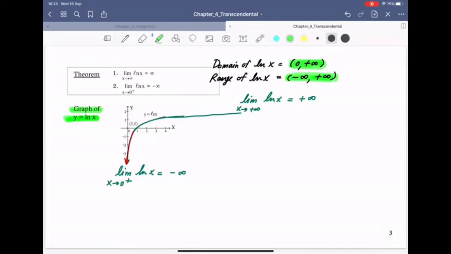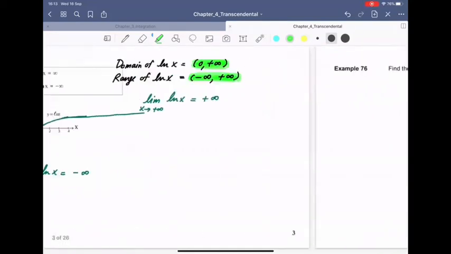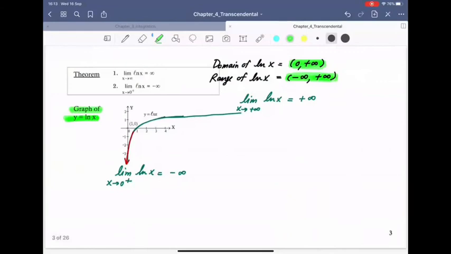All right, so we're going to learn how to differentiate and integrate functions related to logarithm next week. I think we're going to start example 76 next week, but let me show you a little bit about why we need the logarithm function. Why do we need natural logarithm? So you look at this.